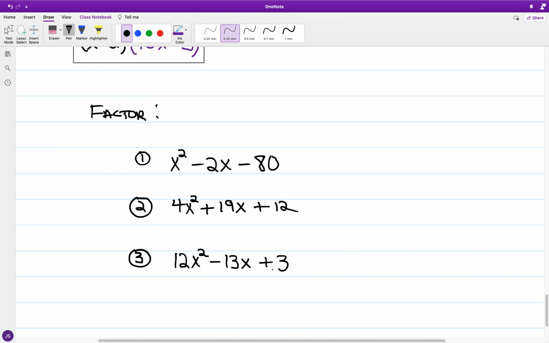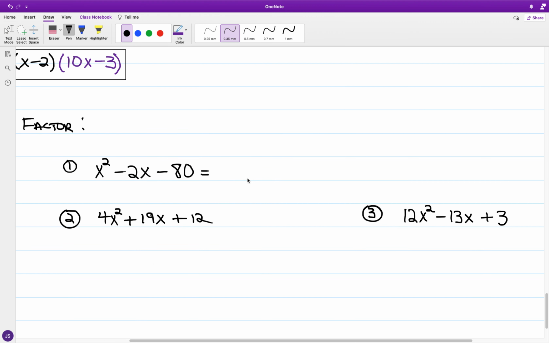Just for the next few moments, let's see what we get for the binomial factors of these three particular trinomials. If you're still working on these items, that's okay. For the first one, the leading term is x squared, and the trinomial is x squared minus 2x minus 80. Again, x squared will factor out to x and x.